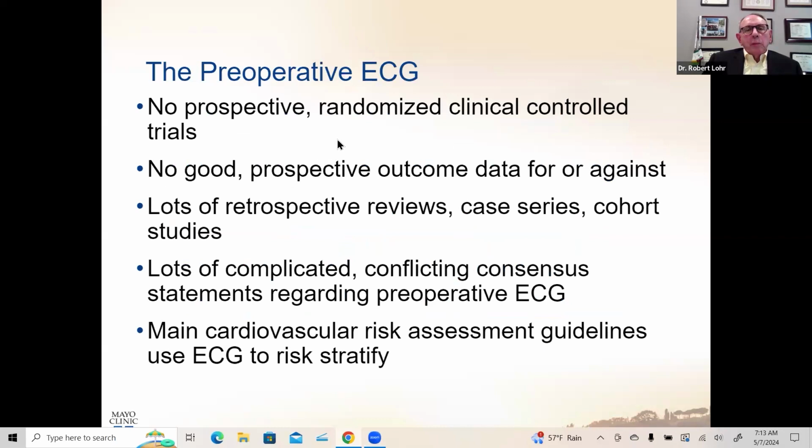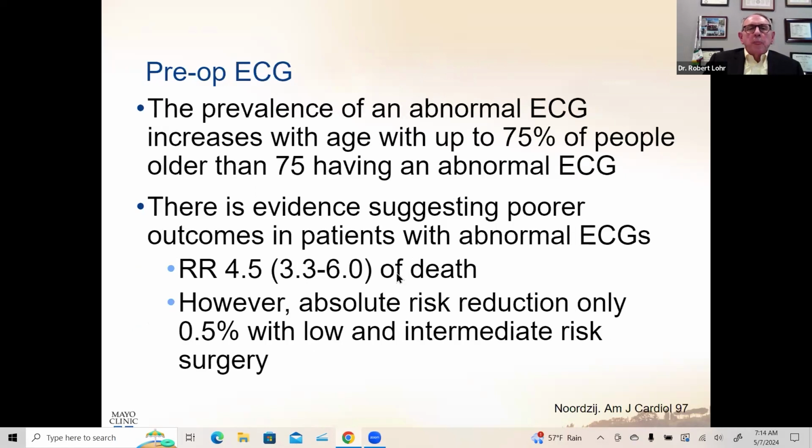ECGs, we don't have really much prospective data to go on. There are retrospective reviews and so forth. There are somewhat conflicting consensus statements, primarily about the age of the patient and when you do the EKGs. However, the EKG is used in some risk assessment guidelines in order to stratify risk. So there are reasons to do it.